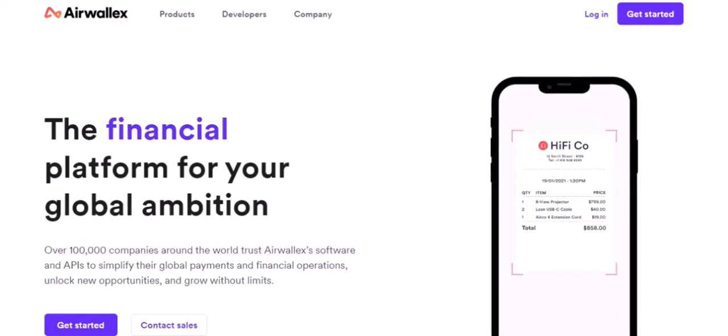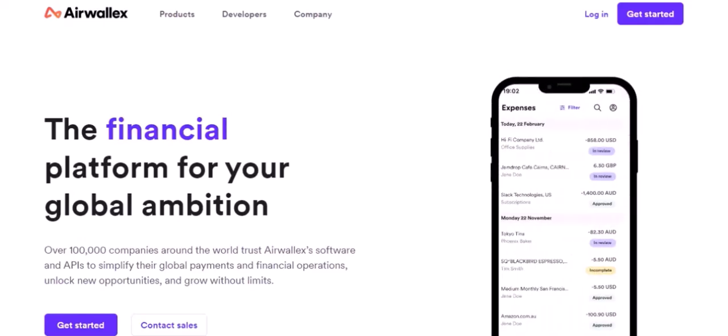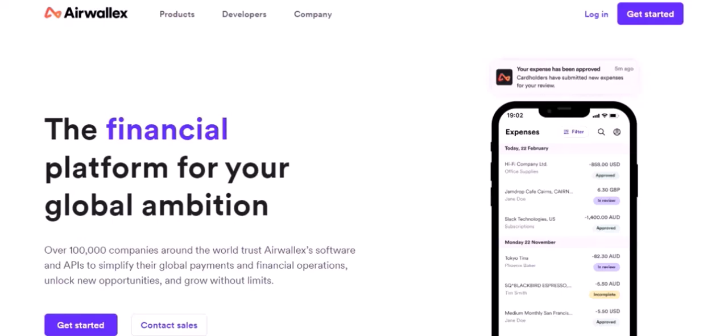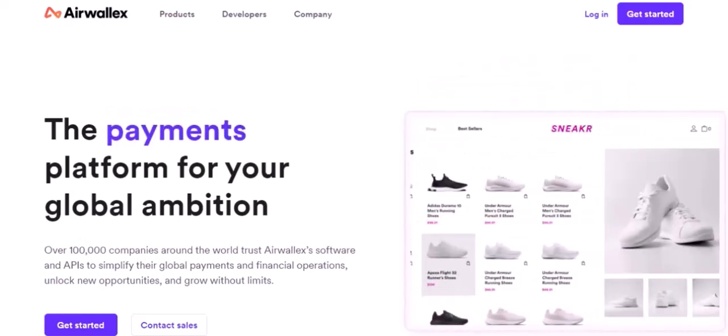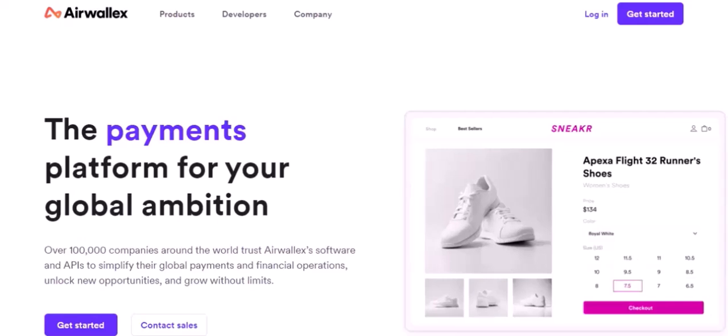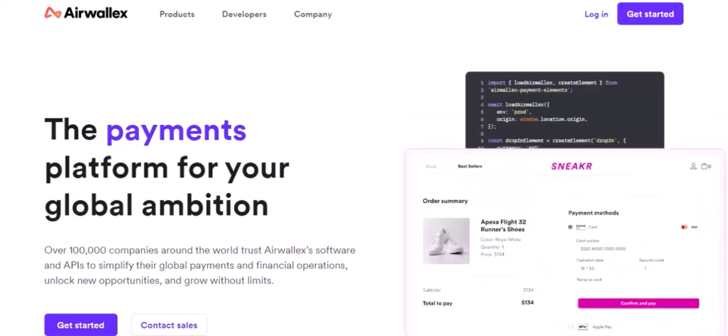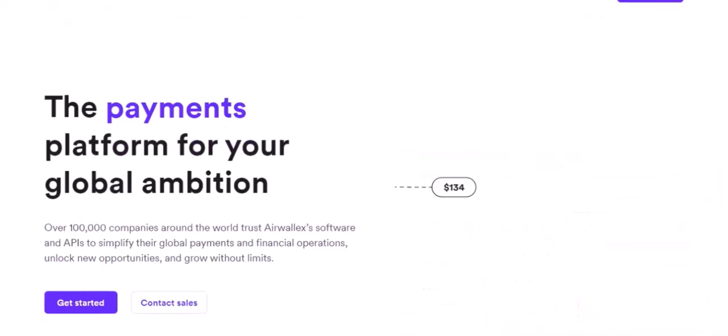Setting up your Airwallex account. Visit the Airwallex website. Create an account. You'll need to provide some basic information about yourself and your business. Verify your identity. This might involve uploading documents like a passport or driver's license.